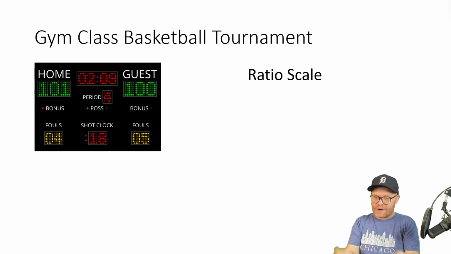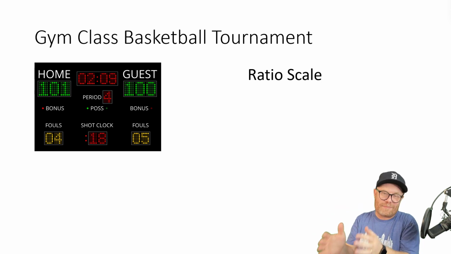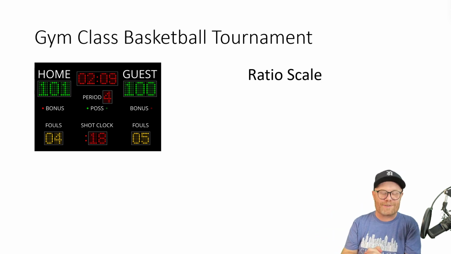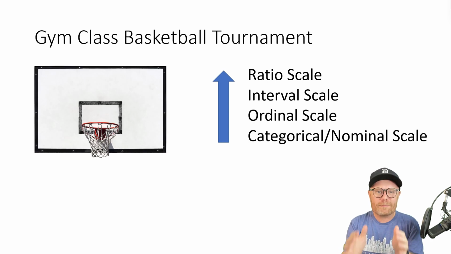Here, the score is a ratio scale. There is a true 0. Some team might have 0 points, and that means there is the absence of points for that team. That would be unfortunate if they finished that way. And so this is the most powerful of scales. So our gym class basketball tournament helps us understand these scales.